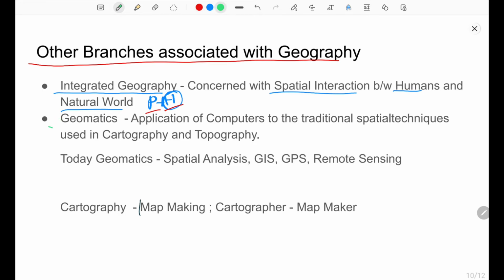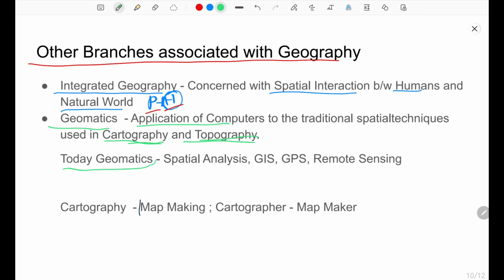Coming to geomatics, geomatics is an applied branch of geography which speaks about computer applications to the traditional spatial techniques employed in cartography and topography. In an earlier slide, I have mentioned what cartography and topography mean. These are important techniques in geography. Earlier, traditional spatial techniques were employed, and nowadays, with the advent of computers, modern computer software applications and technological applications are used.